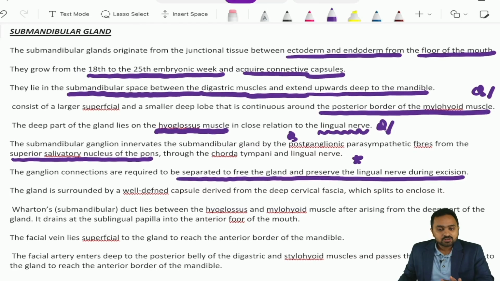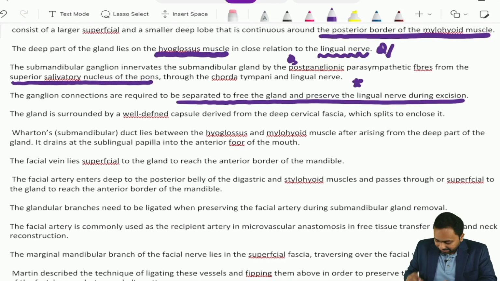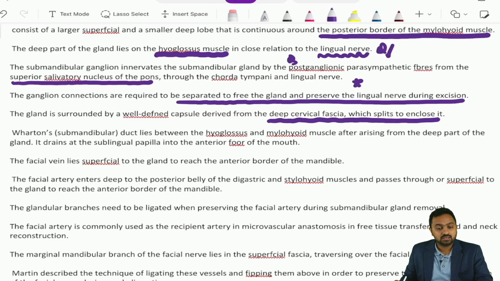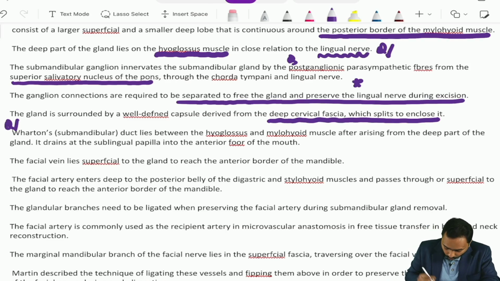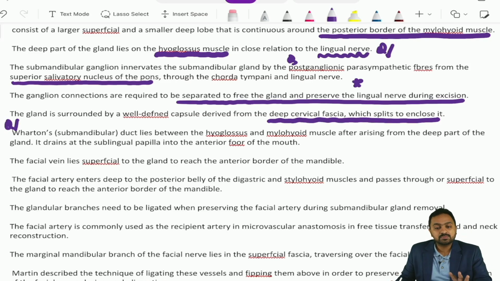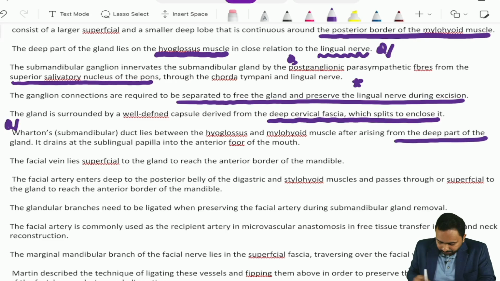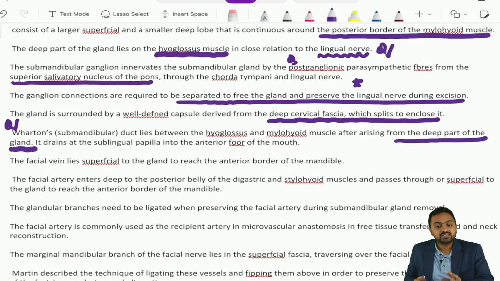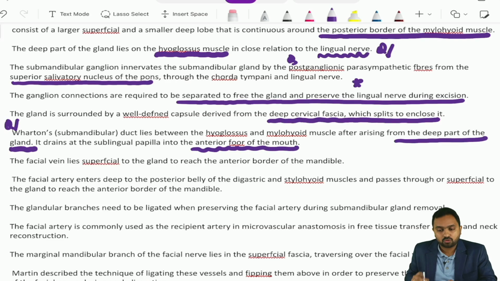Now, this gland is also surrounded by a well defined capsule which is derived from your deep cervical fascia, which splits to enclose it. Now, the duct of your submandibular gland is your Wharton's duct, which lies between your hyoglossus and the mylohyoid muscle after arising from the deep part of the gland. It drains at the sublingual papilla into your anterior floor of mouth.